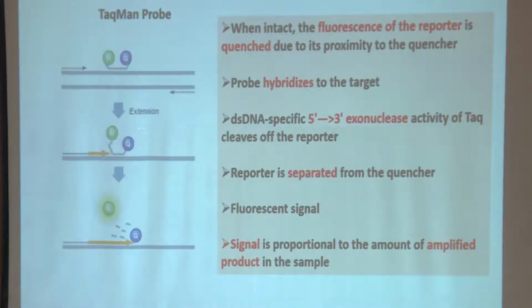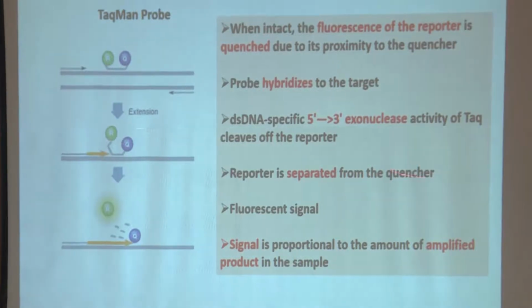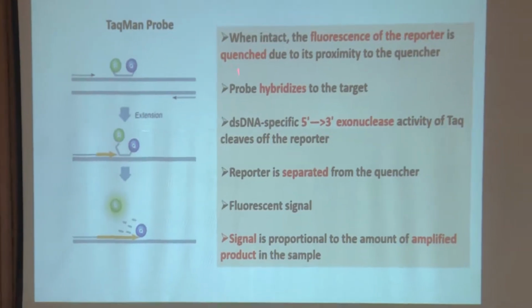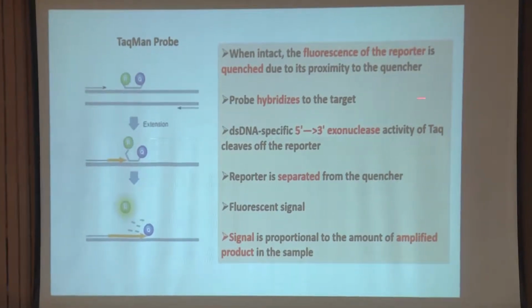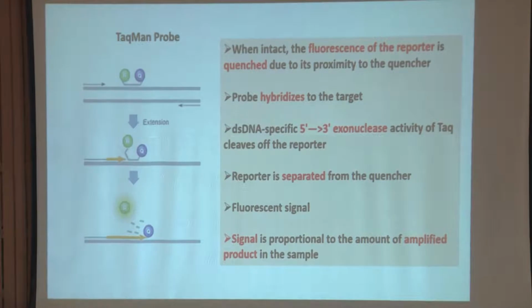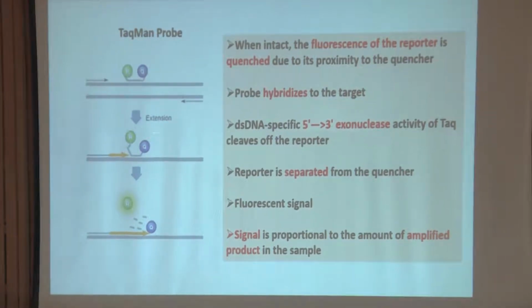Temporarily silenced or suppressed, whatever may be the language, right? So, this is the most important point. The fluorescence of the reporter is quenched, quenched due to the proximity to the quencher. This is the most important. If you do not understand this, you will not understand the probe based real time PCR.